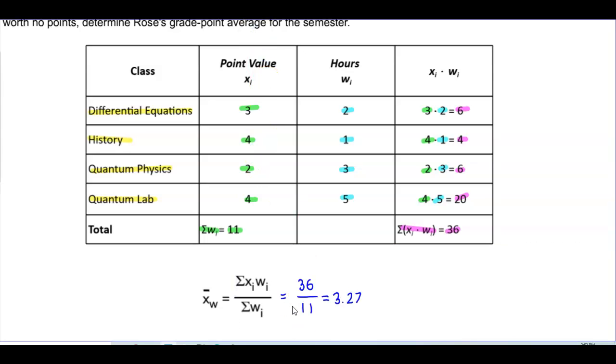Now let's use that formula. The numerator is the sum of the last column, which is 36, and the denominator is the sum of the point value column, which is 11. So 36 divided by 11 is 3.27. Therefore, Rose's grade point average for the semester is 3.27.